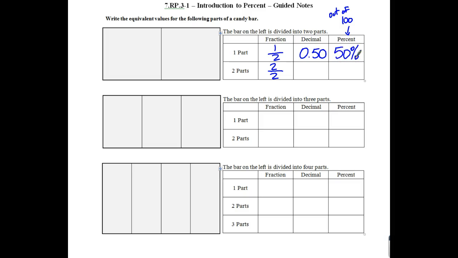Okay, and I think many of you have often heard this idea of half off, 50%. It's a 50-50 chance, that kind of thing. Okay, and so then what about this one? I have 2 parts, right? Well, what's this decimal? Well, 2 divided by 2, right? This would be 1. I'd have the whole thing.